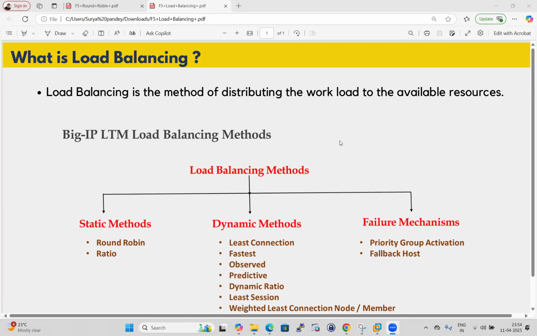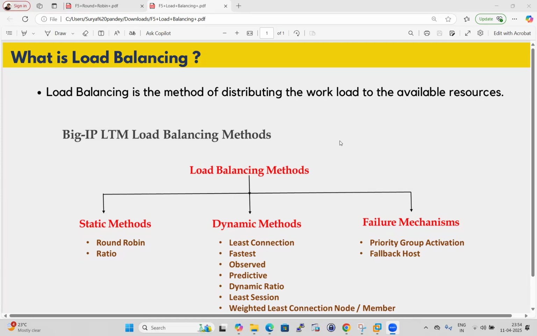This session is about load balancing: what is load balancing, how many types of load balancing there are, and how many methods there are in F5 LTM. In this session, we'll cover round robin. In the upcoming sessions, we'll cover the others one by one.